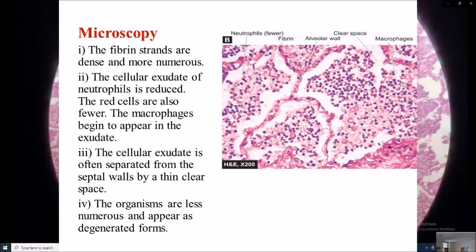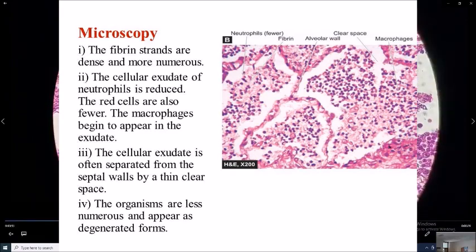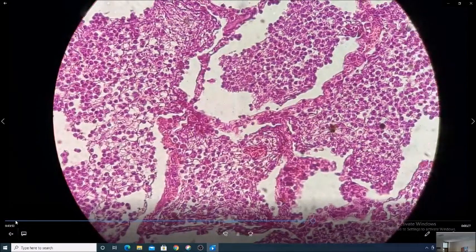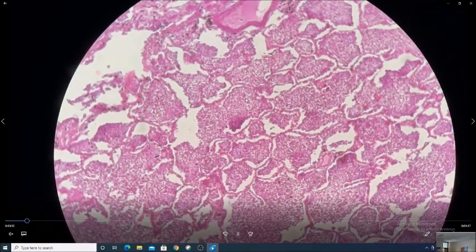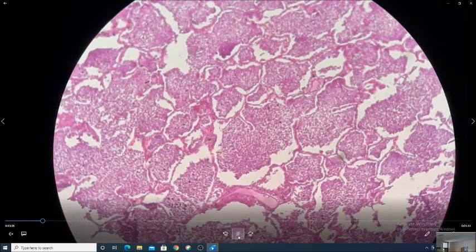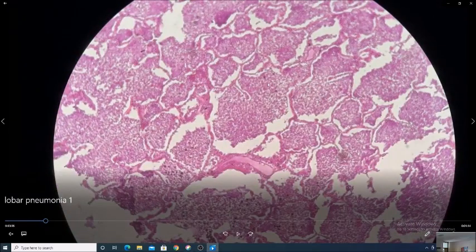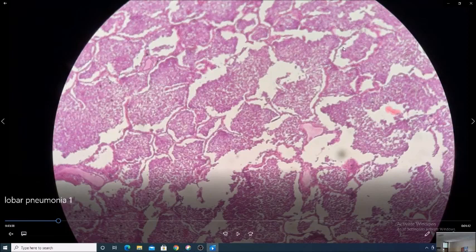So let's see the microscopy of lobar pneumonia. I'm already in high power. Let me go to the low power. So these are the alveoli. Can you make out alveoli of varying sizes? Normally we expect to see a clear space in it, maybe with a few macrophages, that's all. So here the air is replaced by the presence of exudate. So what does this exudate consist of? Here it is the neutrophils, maybe a few macrophages and a lot of fibrin.